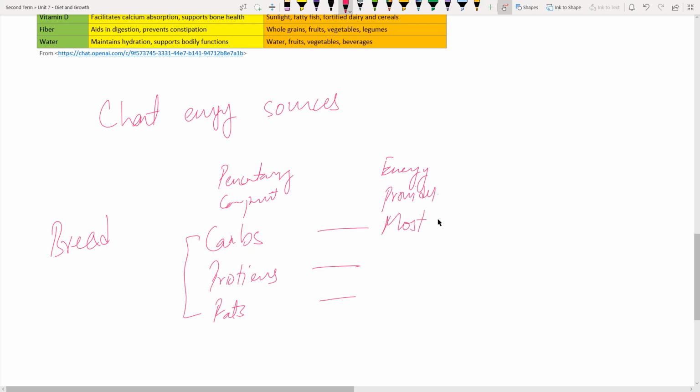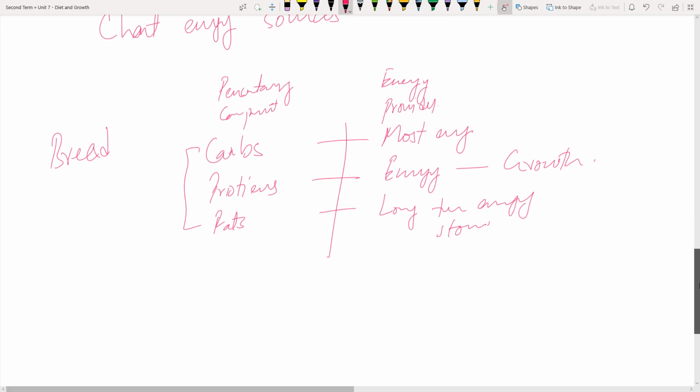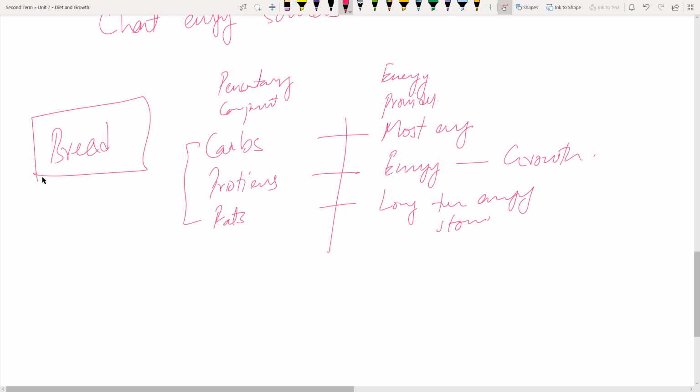most energy, and this is a long-term energy store. Proteins also provide energy, but also help in growth of the body. So this is what we have discussed so far. There are several ways you can chart. This is the component-wise chart, in which just one article is divided into its components.